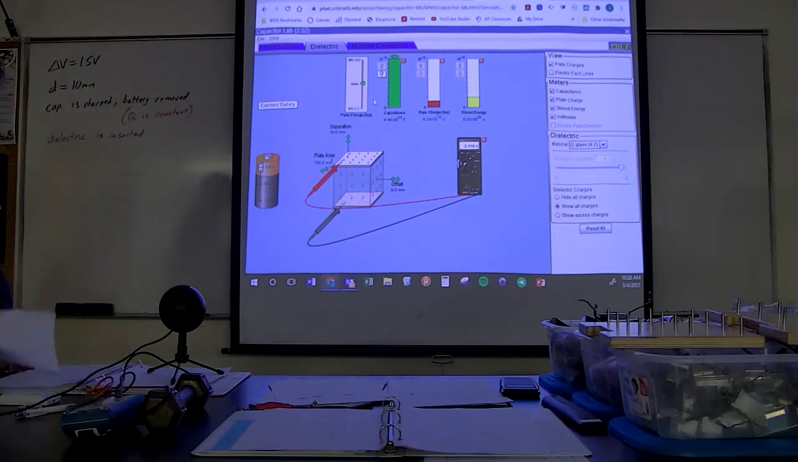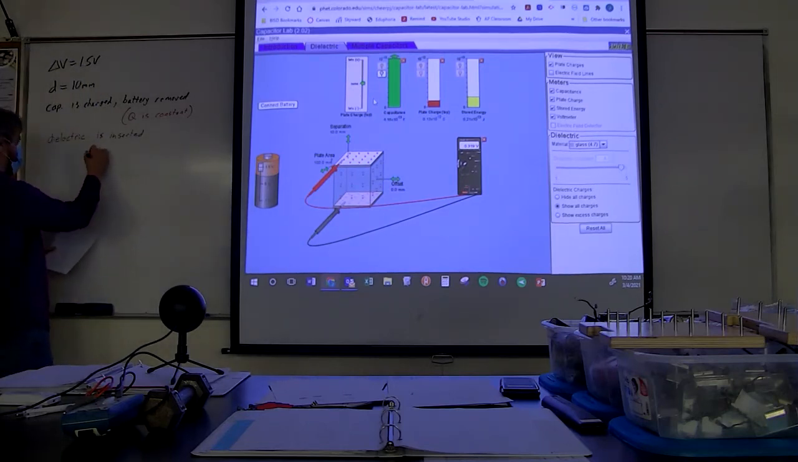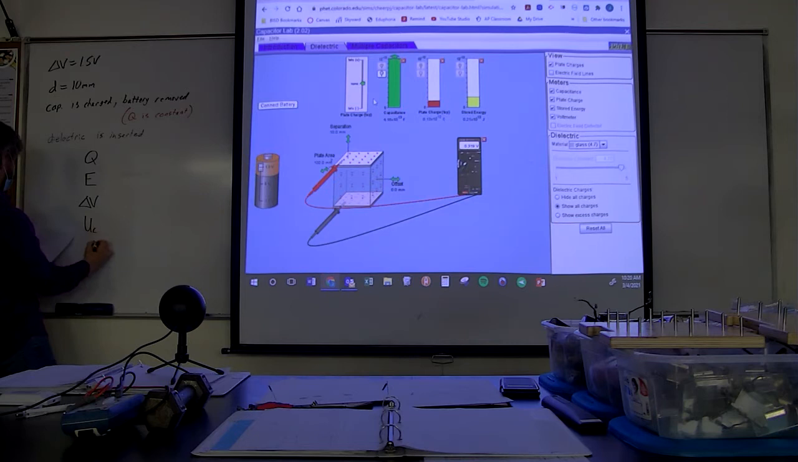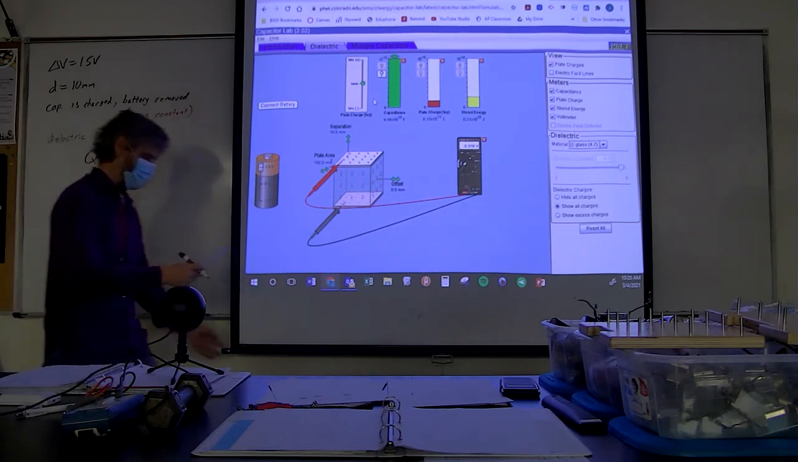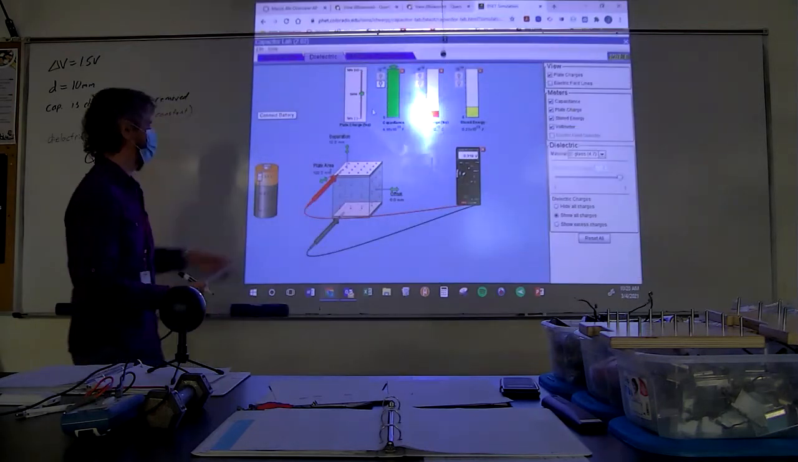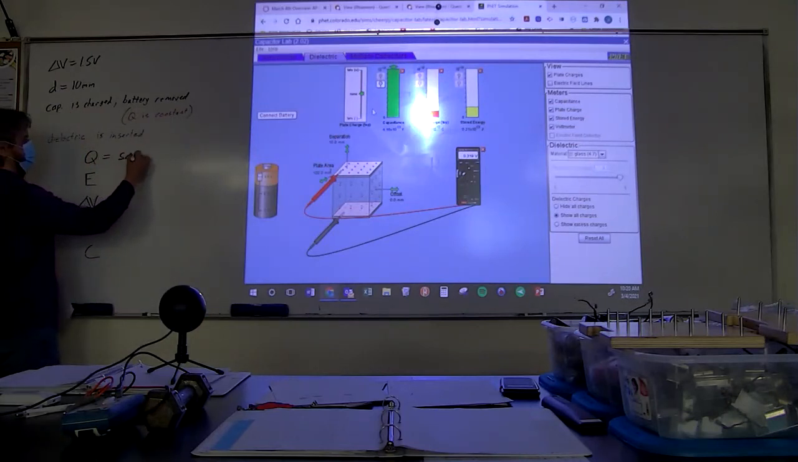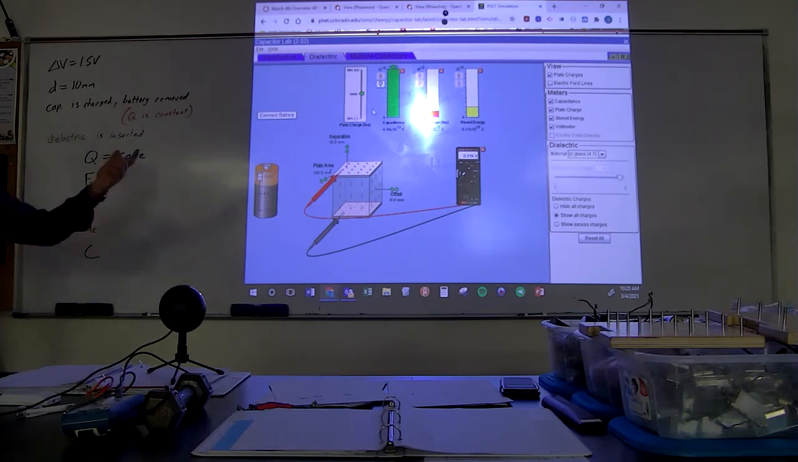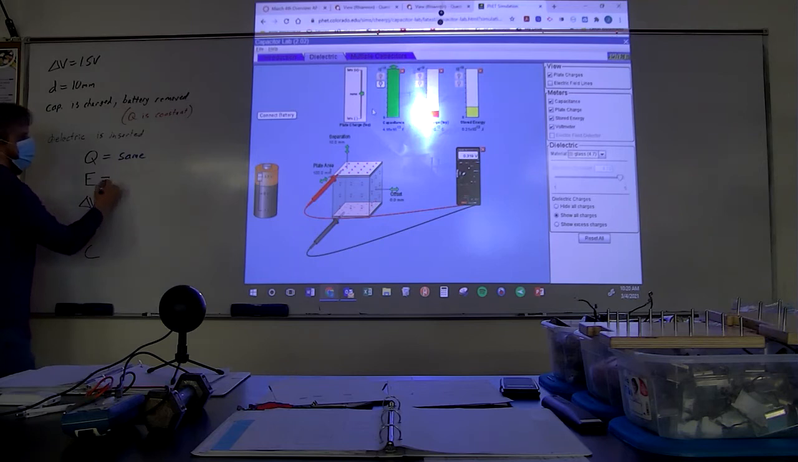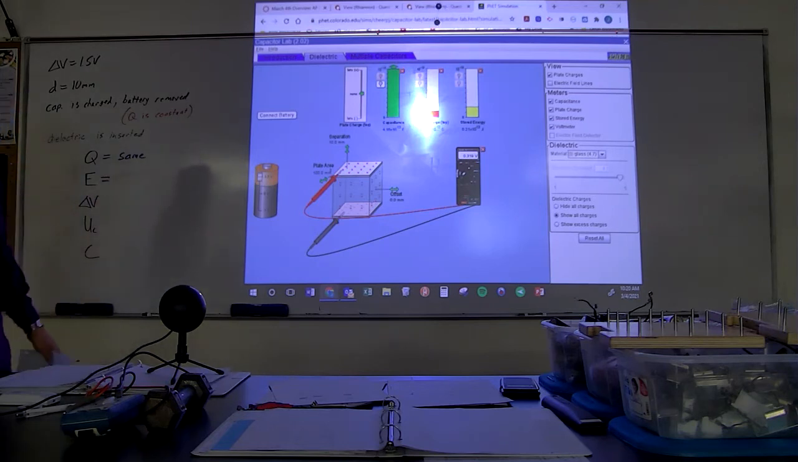Let's just talk about each individual thing though. Charge, the electric field, the potential difference, the stored energy, and the capacitance. So the charge, same. All right, there's no path for the charge to leave. The electric field got reduced. Oh, I don't have the electric field. If you look at the electric field lines, there's only 4 of them there. There's about 20 of them there.